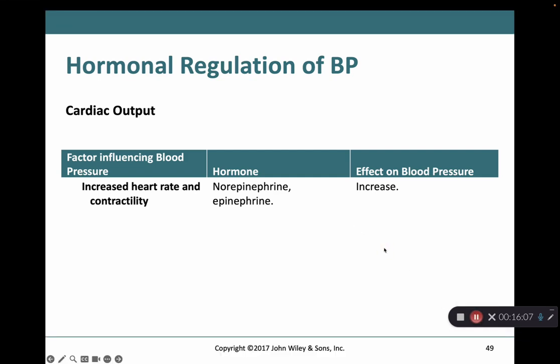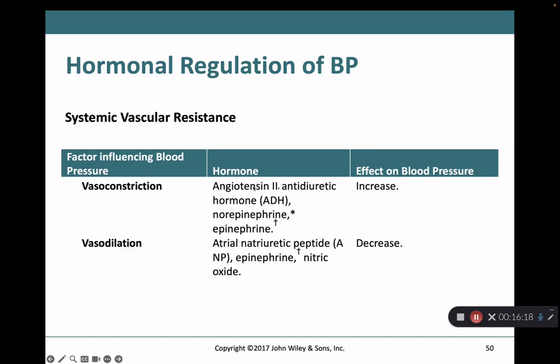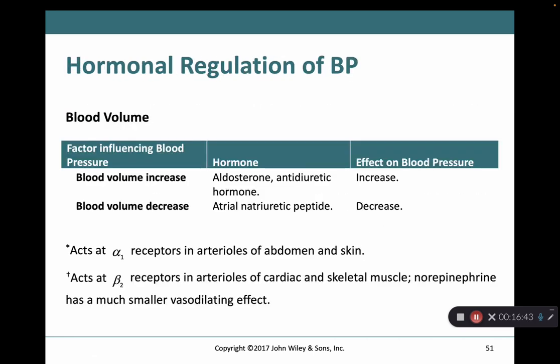These slides here go over hormones that help to regulate blood pressure. So we talked about norepinephrine and epinephrine. These increase our heart rate and contractility, which would increase our blood pressure. Angiotensin II, ADH, norepinephrine, and epinephrine would cause vasoconstriction, which would also increase our blood pressure. ANP, atrial natriuretic peptide, epinephrine, and nitric oxide would increase vasodilation, and this would decrease our blood pressure when we need to return back to normal, or if it's just too high in general.